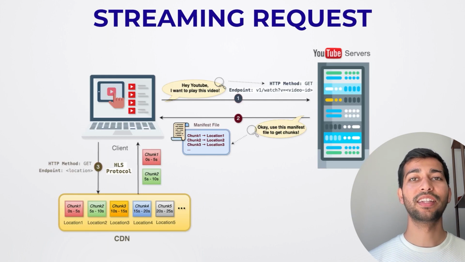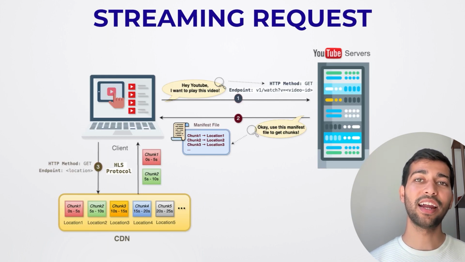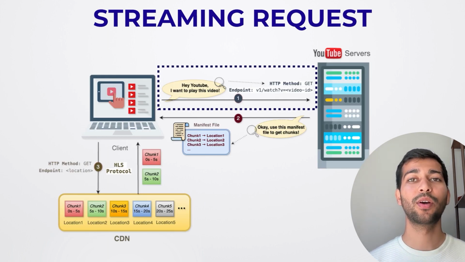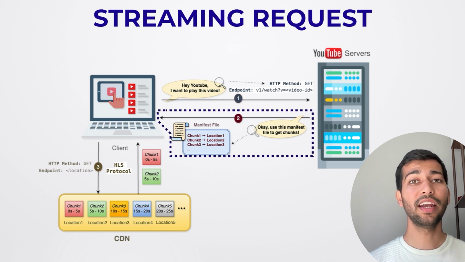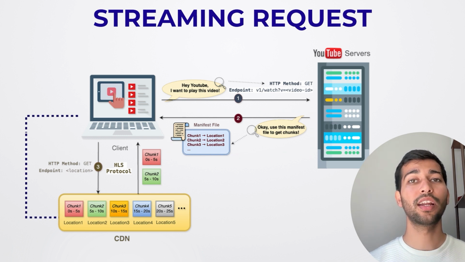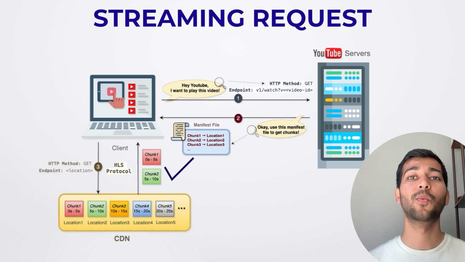So in summary, this is how streaming works. The client sends a request to YouTube asking for the video. YouTube in return sends a manifest file back to the client. The client uses that manifest file to connect with the CDN and get those video chunks. This is done via HLS.